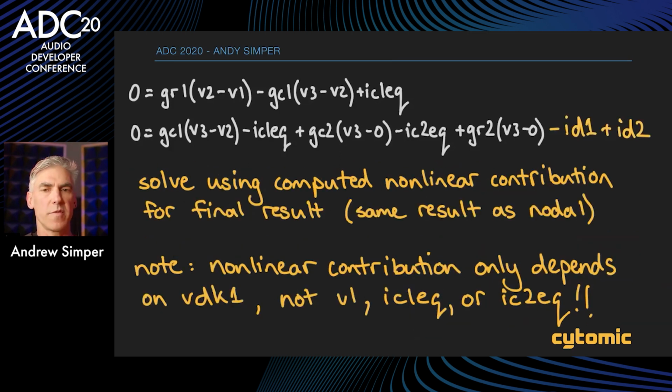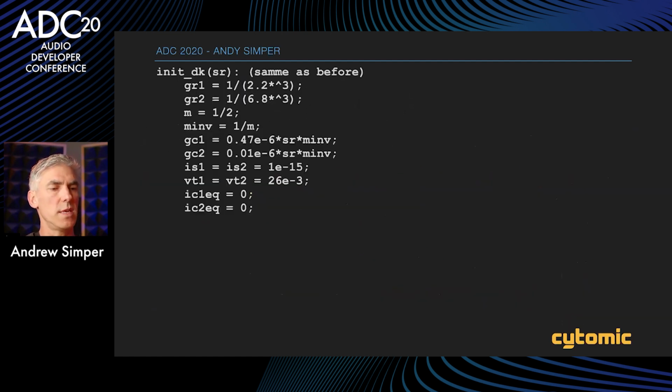So sorry, I'm having to go a bit faster so we can fit in some questions. So we solve using the computed nonlinear contribution for the final result. And then we just add on those terms that we solved for. We've split apart our nonlinear and linear contributions, and our nonlinear contribution only depended on this VDK1, these linear contributions, not on the capacitor values. We kind of lumped them all together and got a single number, and then we could take away all the contributions from the linear stuff and the nonlinear stuff. And it's probably easiest just to see that in code.